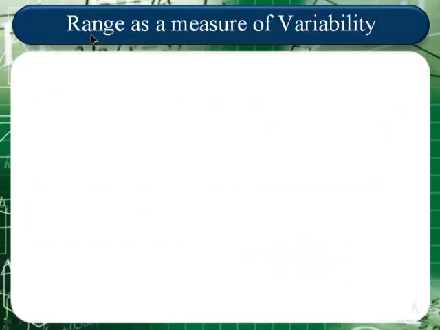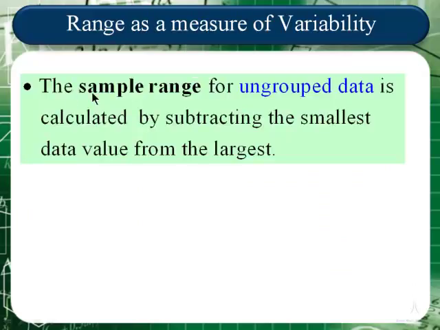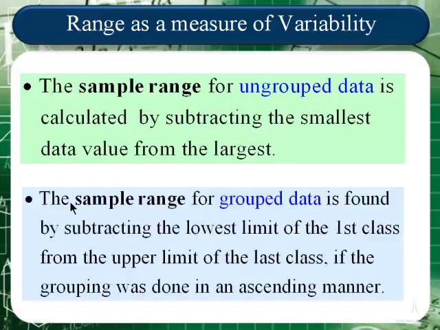The range of data is a measure of variability. The sample range for ungrouped data is calculated by subtracting the smallest data value from the largest data value, like we've done in the previous milk carton example. However, the sample range for grouped data is found by subtracting the lowest limit of the first class from the upper limit of the last class, if the grouping was done in ascending manner.